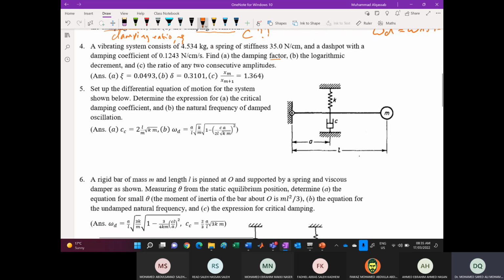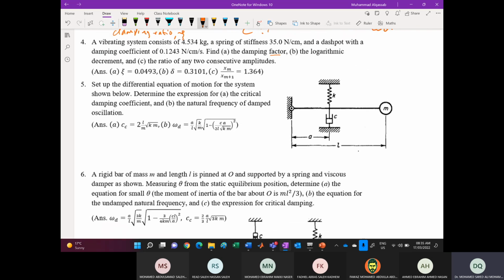Okay, question number 5. Set up the differential equation of motion for the system shown below. Determine the expression for Cc.